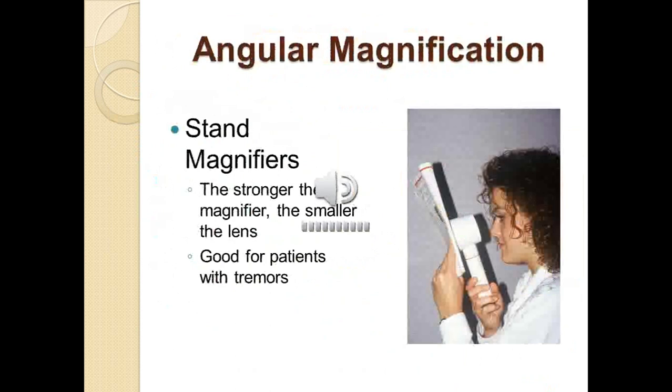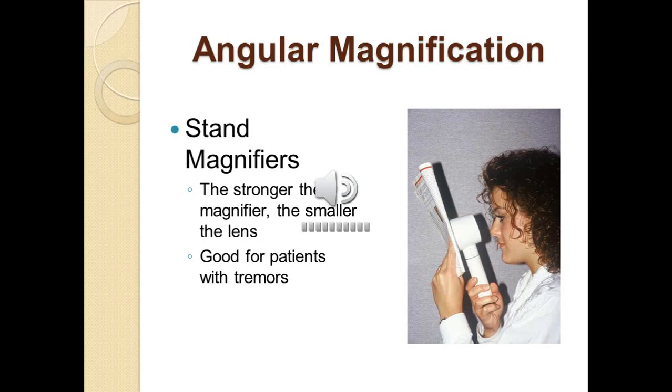There we go. Here's the stand magnifiers. Stand magnifiers are just like handheld magnifiers where they're using a lens to magnify something. The difference is they rest right on the paper. They tend to work very well with stronger powers because they're a little steadier.